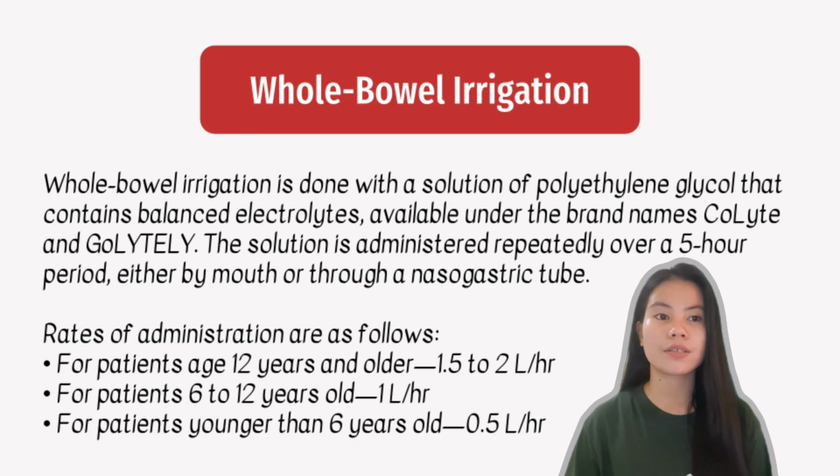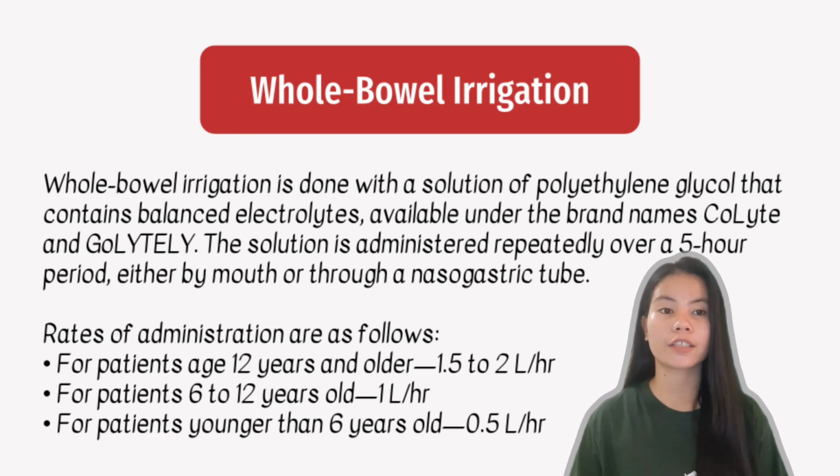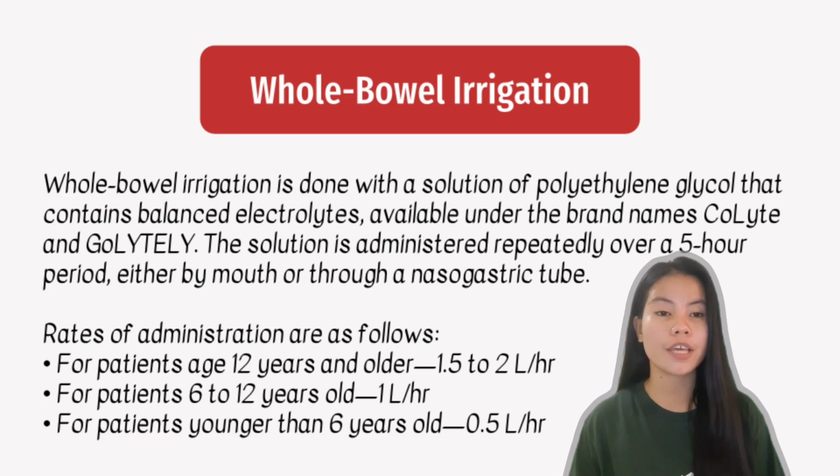The rates of administration are as follows. For patients aged 12 years and older, 1.5 to 2 liters per hour. For patients 6 to 12 years old, 1 liter per hour. For patients younger than 6 years old, 0.5 liters per hour. The procedure has been effective following the ingestion of iron, lithium, and lead, as well as sustained-release products. Whole bowel irrigation should not be used in patients with ileus, peritonitis, bloody vomitus, or obstruction or perforation of the bowel.